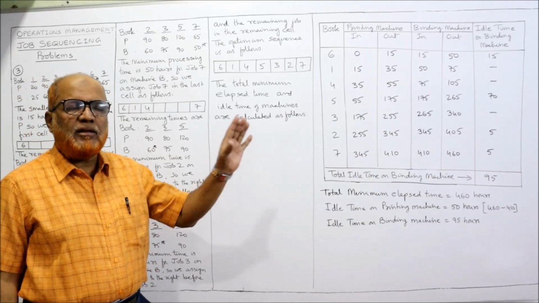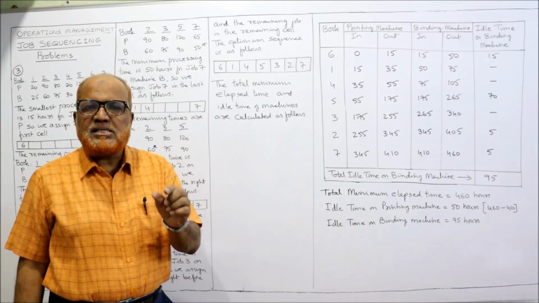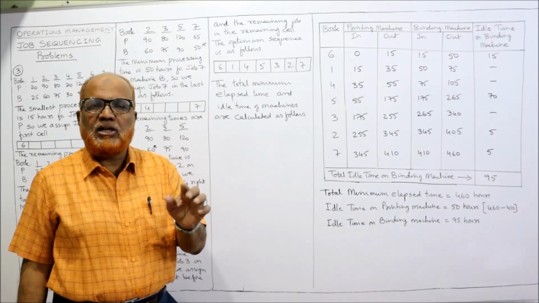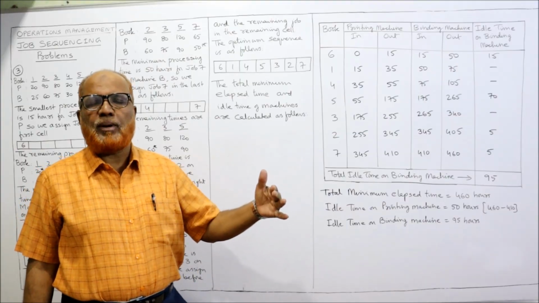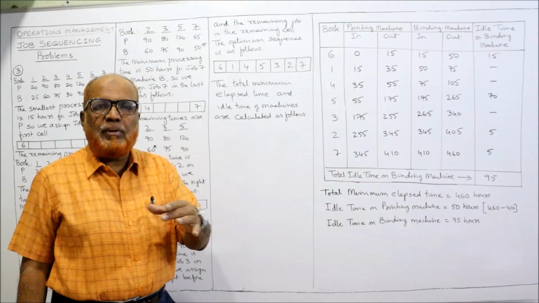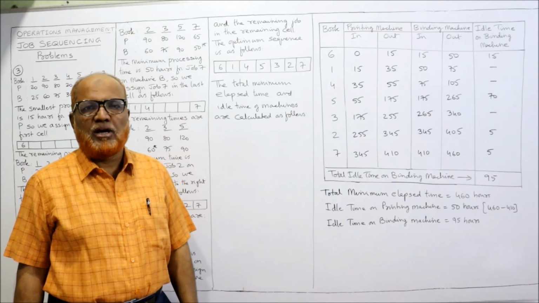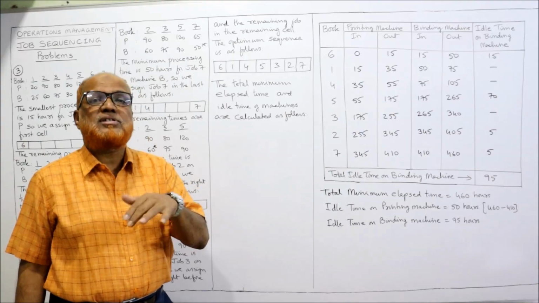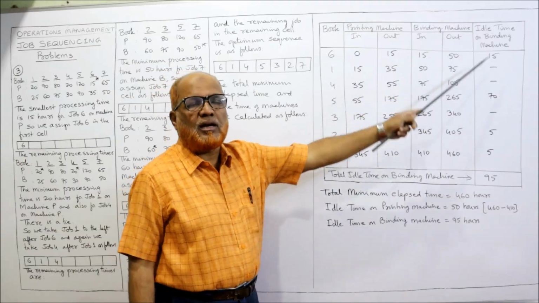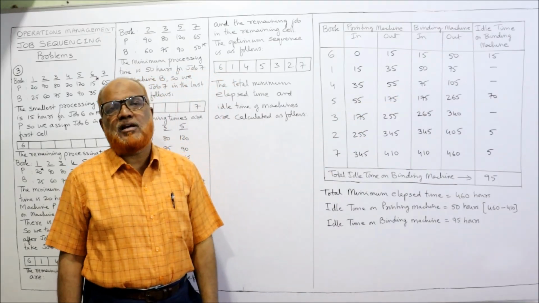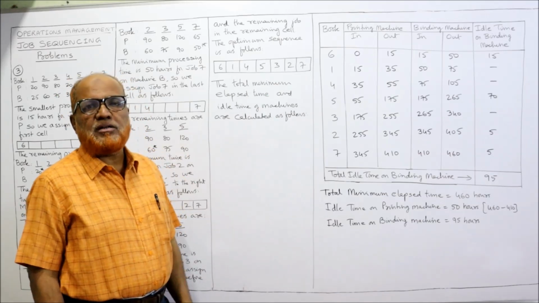I'm not making the column for idle time on printing machine, because once the printing machine started, it will not stop in between until the last job has been completed. So in between we don't find any idle time for printing machine. Last book we may have some idle time that I'll discuss. But we have to find out what is the idle time for the second machine, that is binding machine. Right? So how to find out this time estimates?